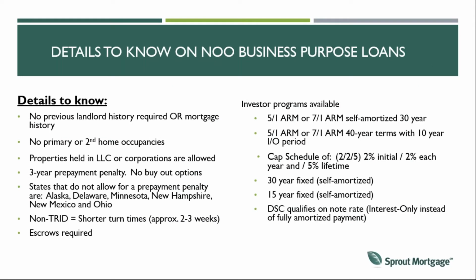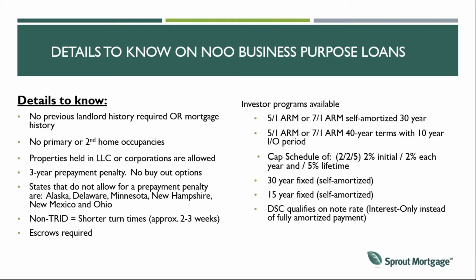Some important details to know on business purpose loans. As I stated earlier, no previous landlord history or previous mortgage history is required. The loan is for investor occupancy only, so no primary or second home. Properties held in an LLC or corporations are allowed. There is a 3-year prepayment penalty on our business purpose loans.